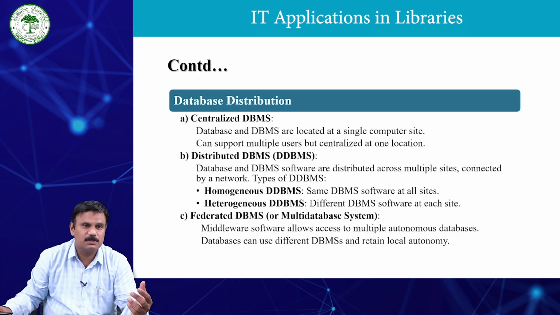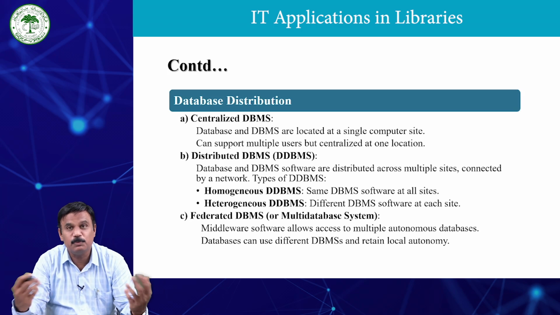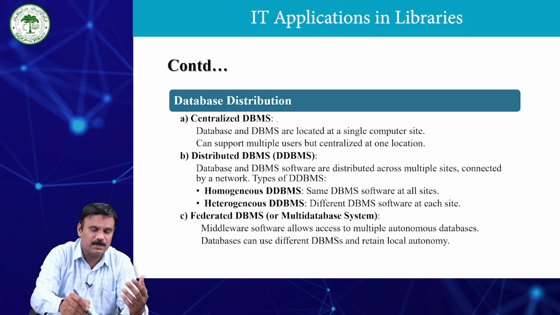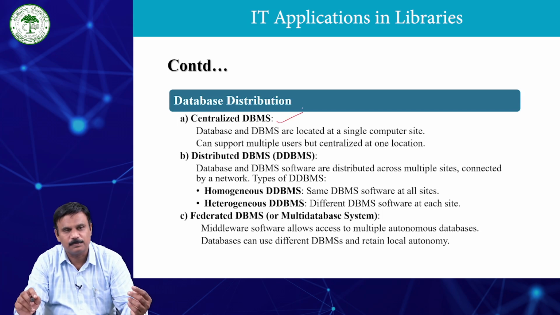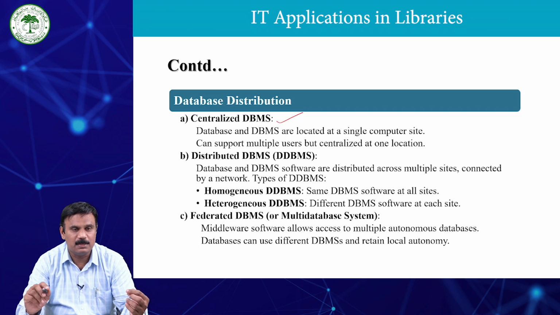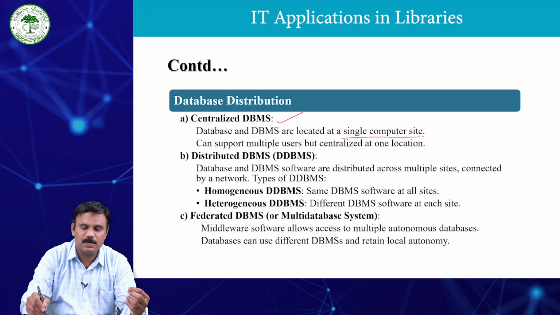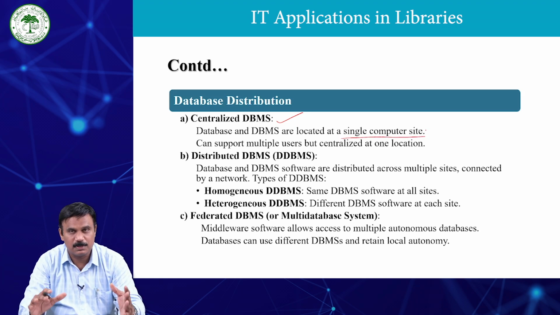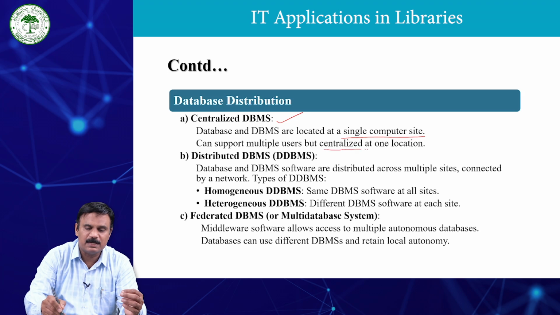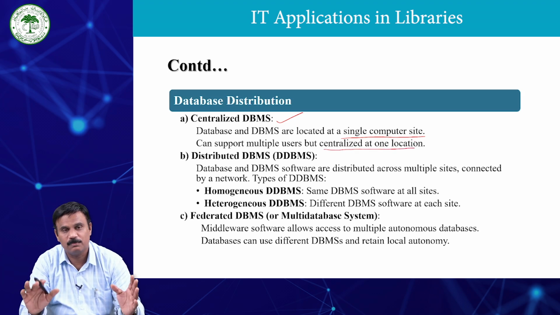Next is classification according to the distribution of databases. If it is distributed in a centralized way, we call it a centralized database management system. In this, the database and the DBMS are located at a single computer site. From there, people can access it. It will support multiple users, but from a centralized location, only from one location.